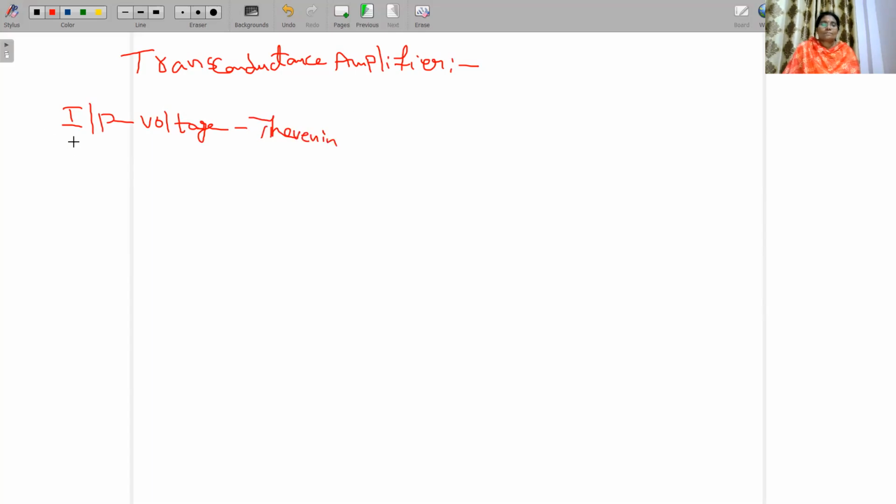And the output is current, and the output is current means it is Norton equivalent model. Here I have to draw the circuit diagram for the transconductance amplifier.